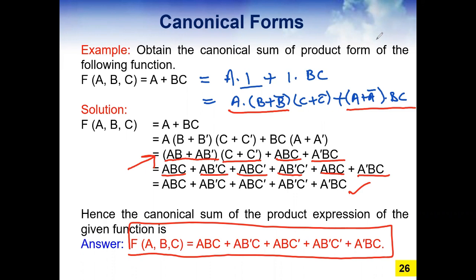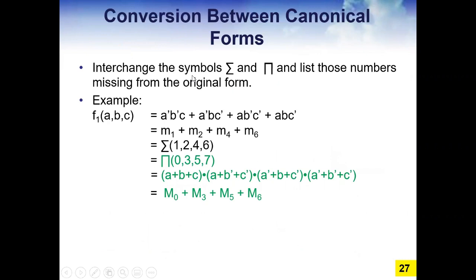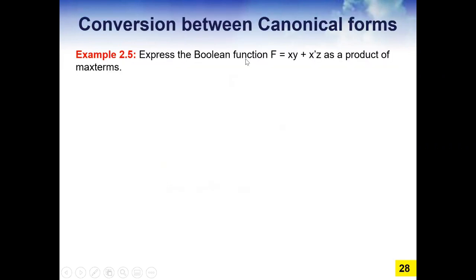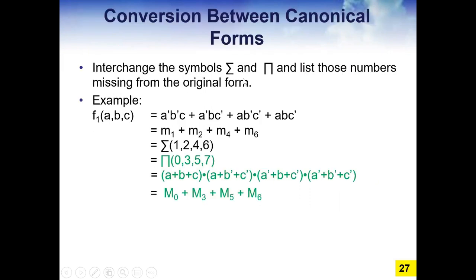Right. So these are the types of questions which are coming to you, and you have to convert one form to another this way. All right, guys. This is the conversion which I already explained to you. How can we convert one form to another? Interchange the symbols sigma and pi, and list those numbers which are missing from the original expression.